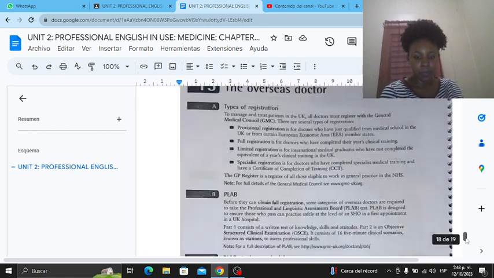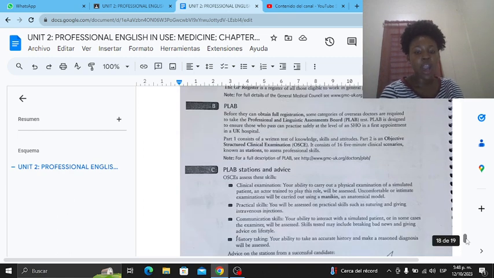PLAB. Before they can obtain full registration, some categories of overseas doctors are required to take the Professional and Linguistic Assessments Board (PLAB) test. PLAB is designed to ensure that those who pass can practice safely. The level is that of a first appointment in a UK hospital.